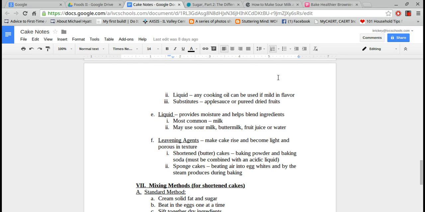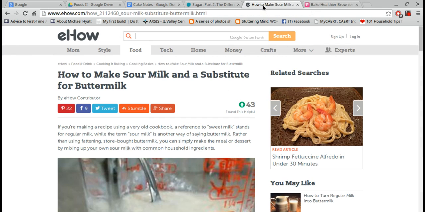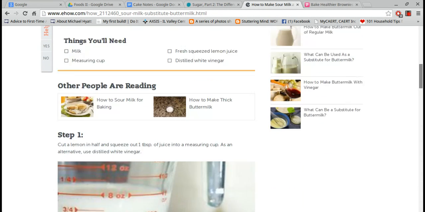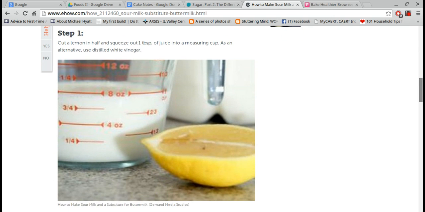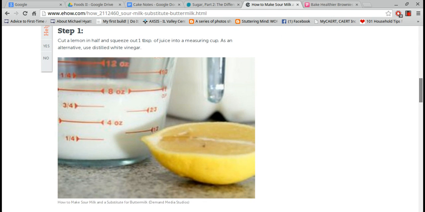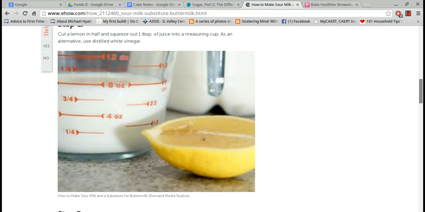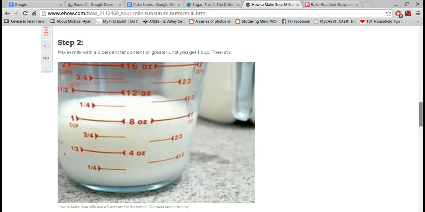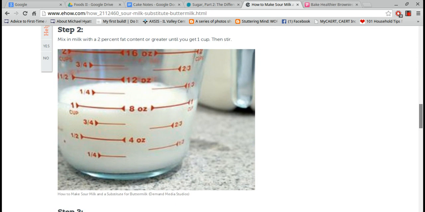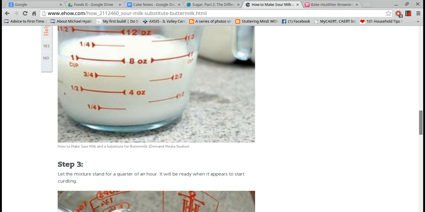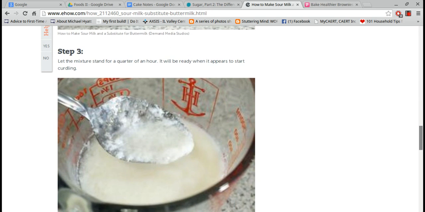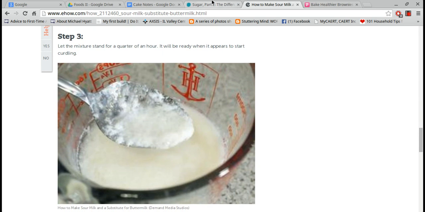A lot of people don't keep buttermilk on hand, so you can use a substitute called sour milk. Remember, we talked in class how to make sour milk. You take about a tablespoon of lemon juice. They're actually using a real lemon to squeeze the juice here. You could use store-bought lemon juice as well, or you could use white vinegar. And you put it in a liquid measuring cup and then add enough milk to get up to the 1 cup line. Stir it and let it sit, and it will curdle and operate as buttermilk for you.